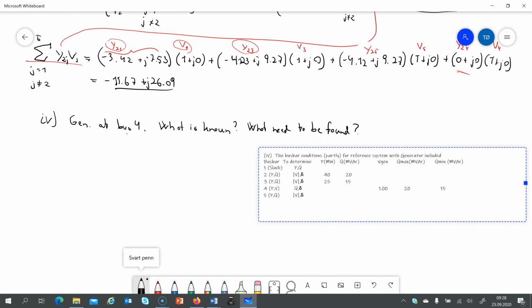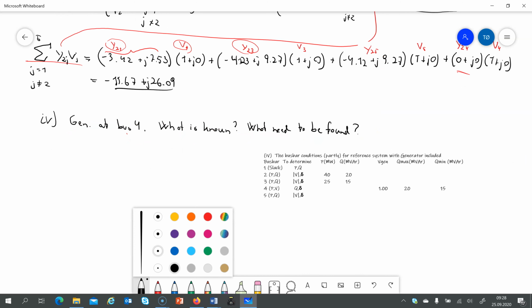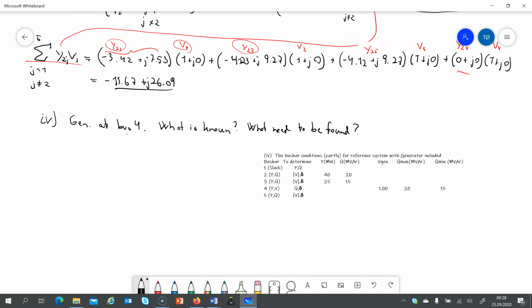Now for subtask 4, we are introduced to a generator at bus 4. Before it was just load buses. So the question was what is known and what needs to be found. So you need to write up a table explaining the different types of buses. This is the bus bar conditions. You can see the table below here.